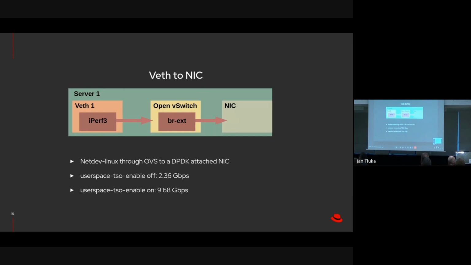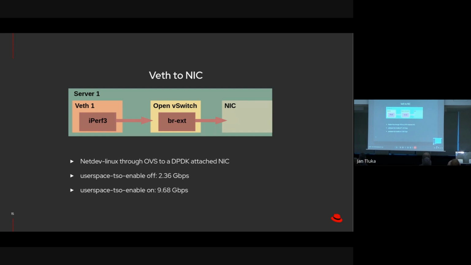The first scenario involves sending data from a container through OVS out to a DPDK attached network interface. It represents the configuration of an application running in a container and sending data over the network. The container was attached to OVS via a netdev-linux class.